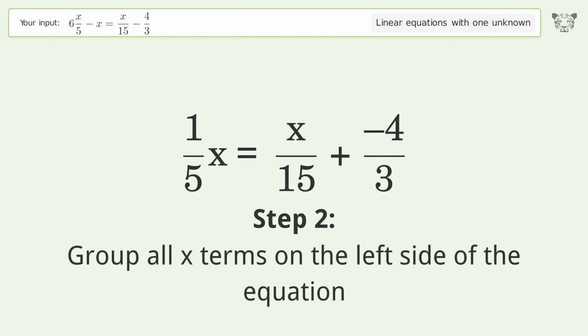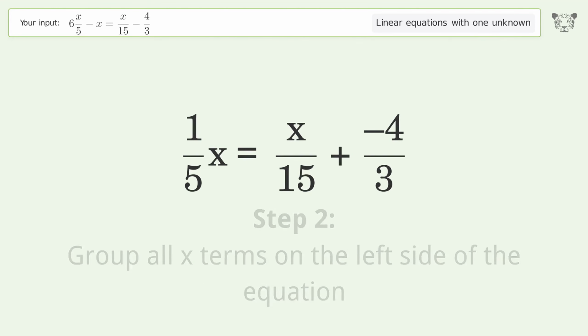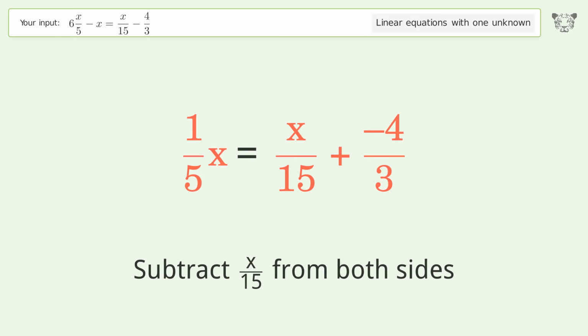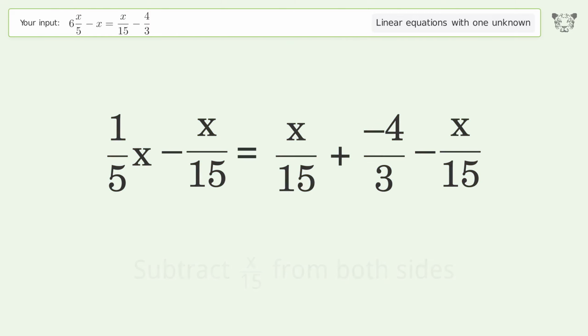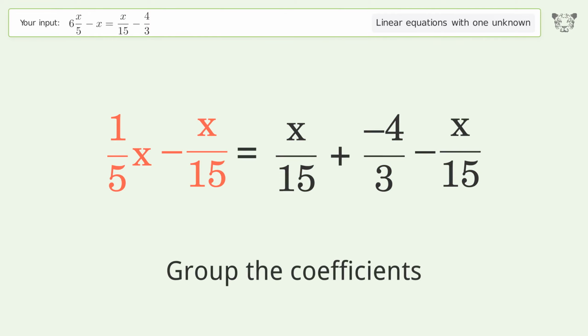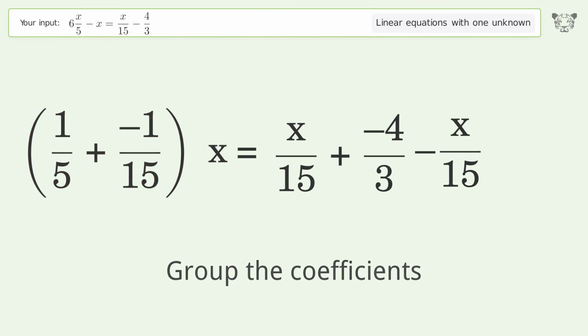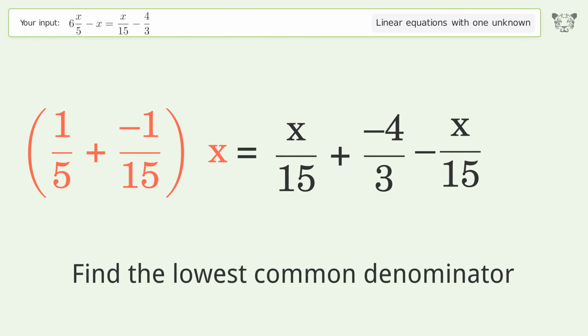Group all x terms on the left side of the equation. Subtract 10/15 from both sides. Group the coefficients. Find the lowest common denominator.